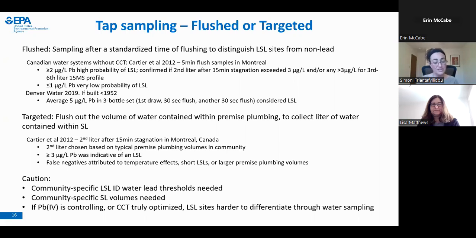Generally, for tap water sampling, if corrosion control treatment of the system is truly optimized, or if lead-4 chemistry is controlling, then tap sampling might be not as useful in identifying lead service lines because lead concentrations measured in samples will be fairly low due to the adequacy of CCT or the good lead-4 scales on lead pipes.